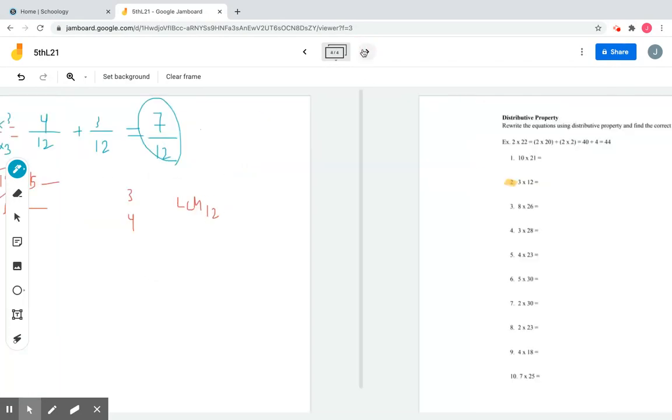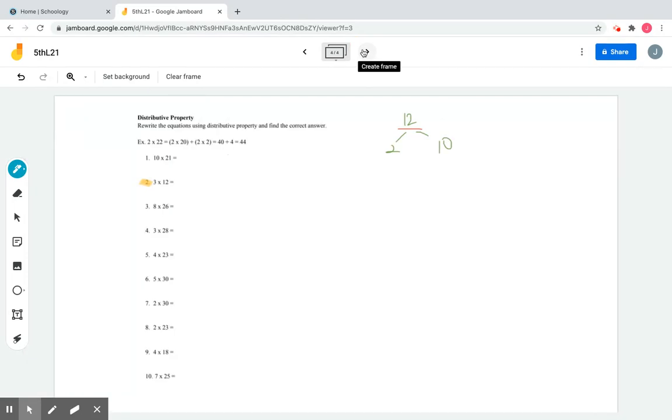Alright, and the last one is distributive property. We have to rewrite the equations using distributive property and find the correct answer. We're going to work on number 2. The first step of this is that you have to break down this number. And I'm going to break it down to 10 and 2. Then it will be 3 times parentheses 2 plus 10. Right? Because 2 plus 10 is 12. So this is basically the same thing.